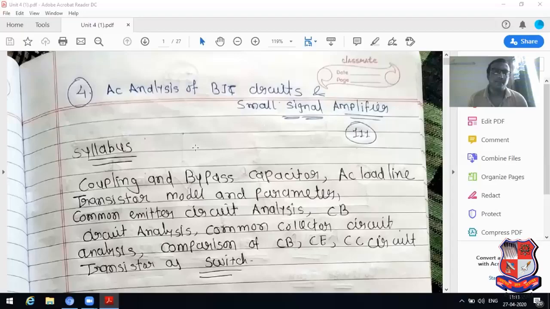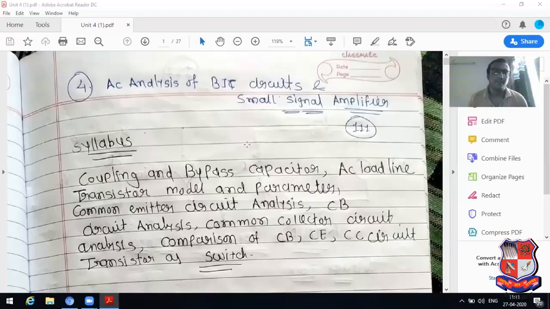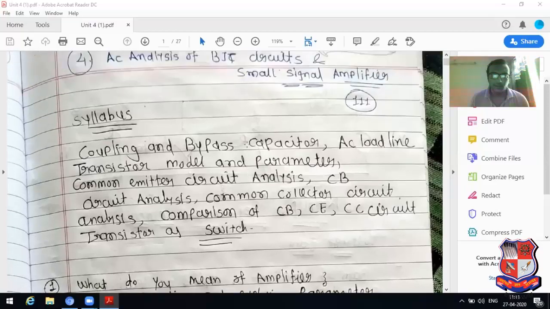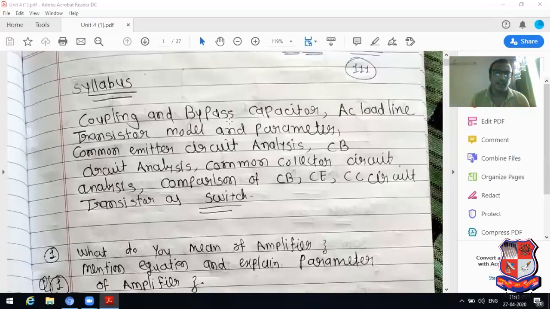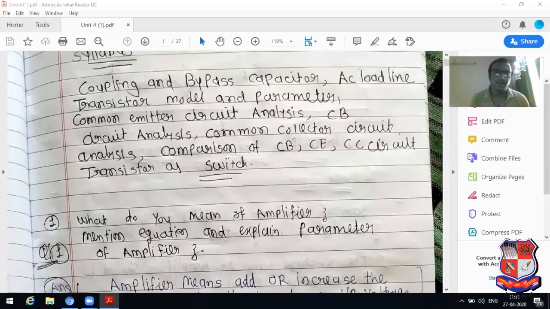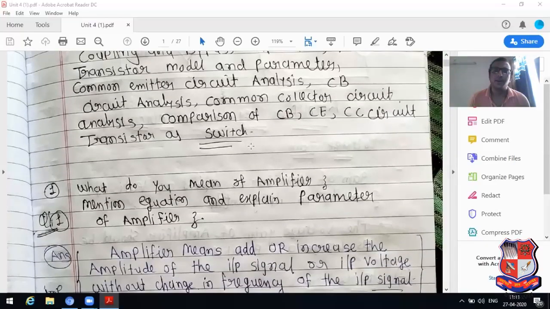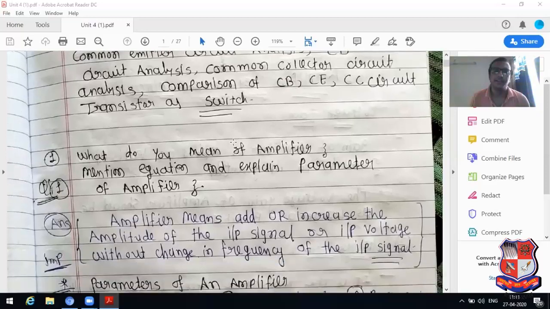According to the GTU syllabus, AC analysis of BJT circuit and small signal amplifier. The syllabus covers coupling and bypass capacitor, AC load line, transistor model and parameter, common emitter circuit analysis, common base circuit analysis, common collector circuit analysis, and at last comparison between common emitter, common base, and common collector circuit, and transistor as a switch.